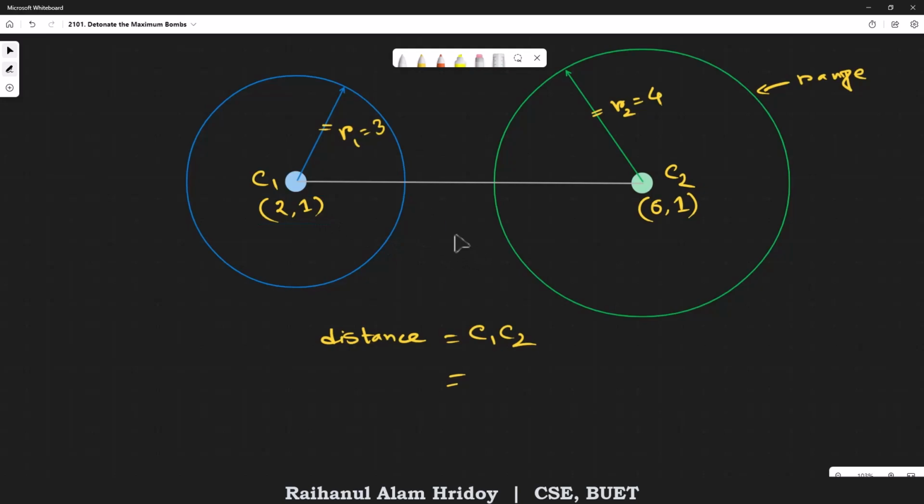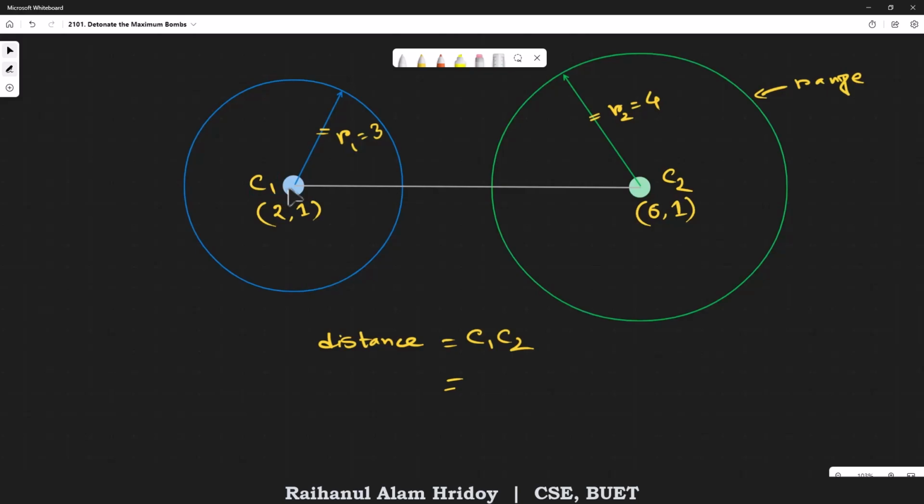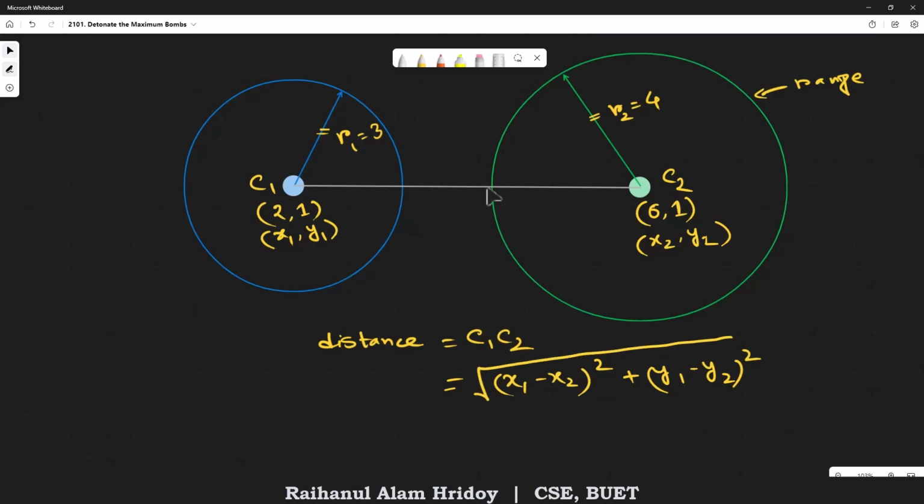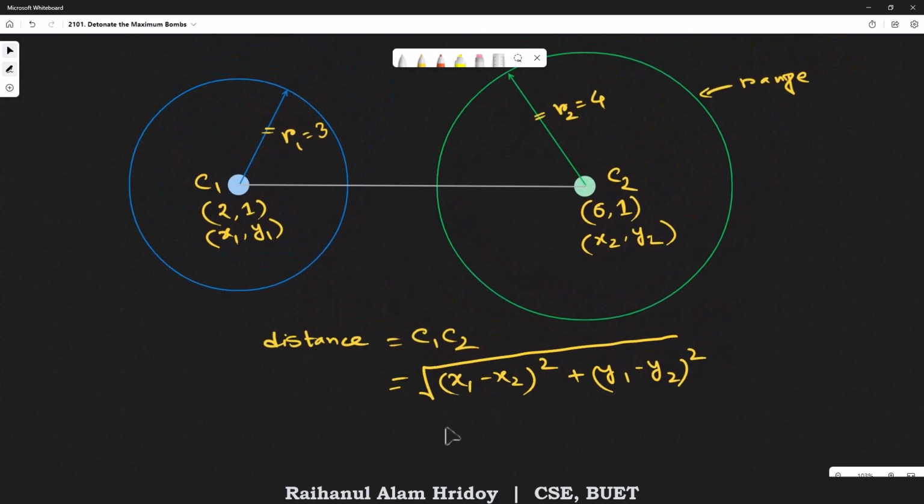From here we can calculate the Euclidean distance between these two centers. If this is x1 and y1, and this is x2 and y2, then we can easily write the distance of a straight line: the square root of (x1 minus x2) whole square plus (y1 minus y2) whole square. Yeah, this is the distance of a straight line, and we also have the radius.